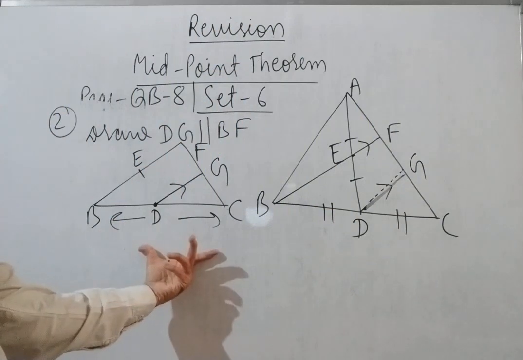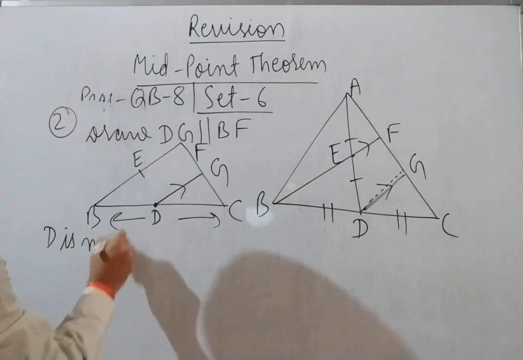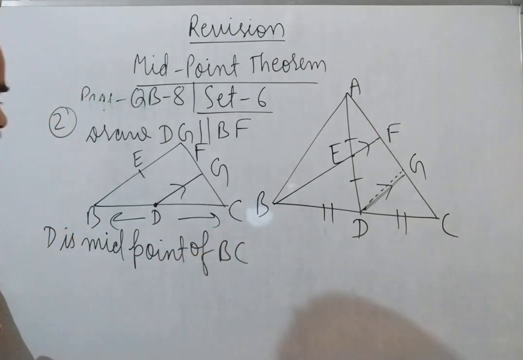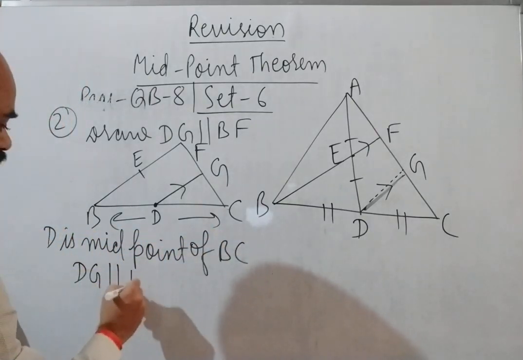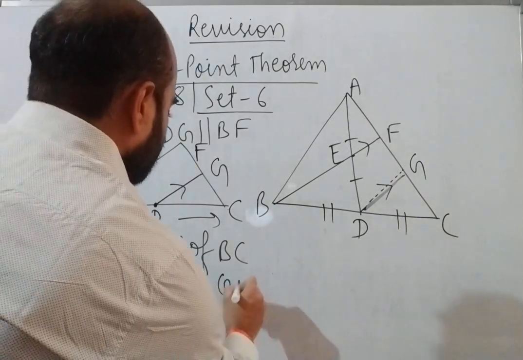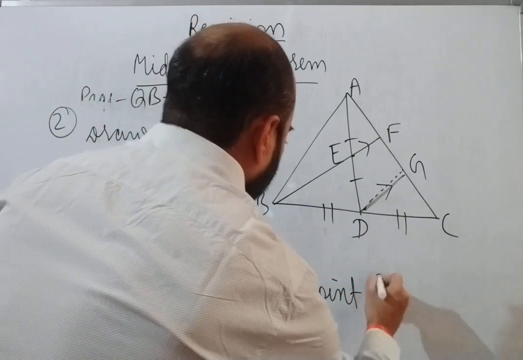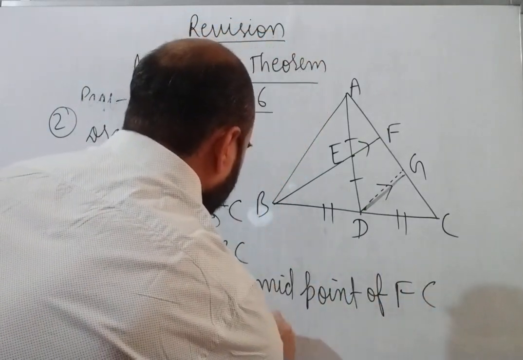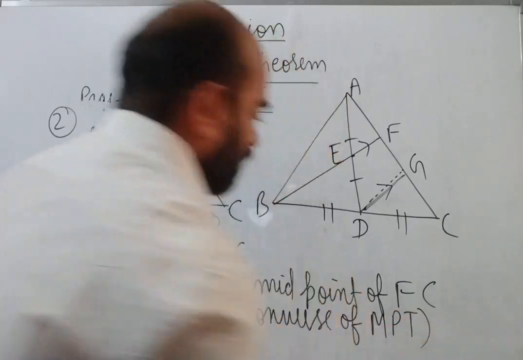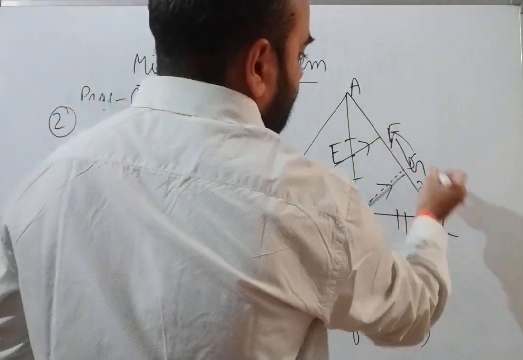D is midpoint of BC and DG is parallel to BF. Therefore, by converse of midpoint theorem, G is midpoint of FC. The reason is converse of midpoint theorem. Correct? So it means these two parts are equal. What? This is x, this is also x.